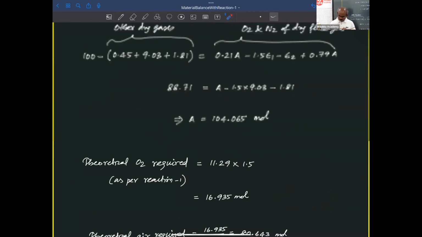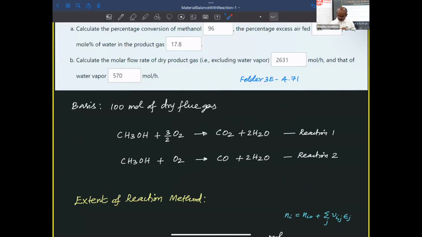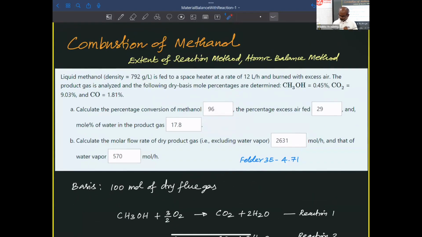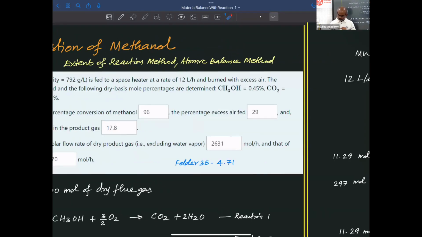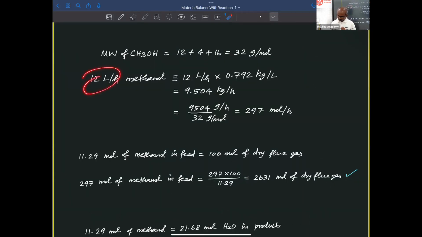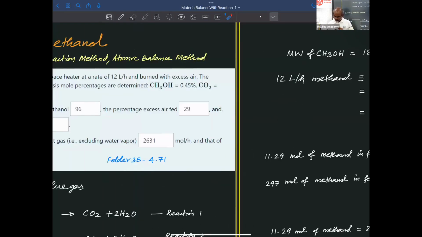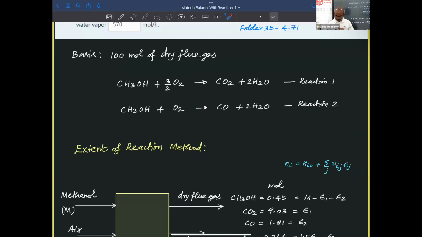Now, the second part of the question: for this 12 liter per hour, what is the rate of dry product gas and that of the water vapor? We need to convert this 12 liter per hour into moles per hour, because every data is available in terms of moles. So convert this liter per hour to mole per hour.